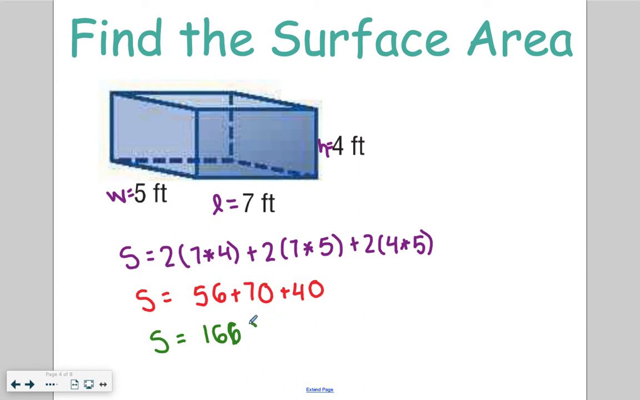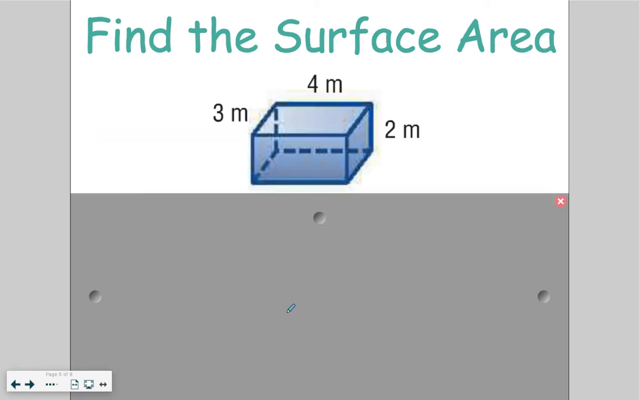And then we're going to have to label this now. So our label here is feet. And remember, when we're looking at area, area is always squared. So our final answer here, the surface area, is 166 feet squared. Go ahead and try this one on your own.